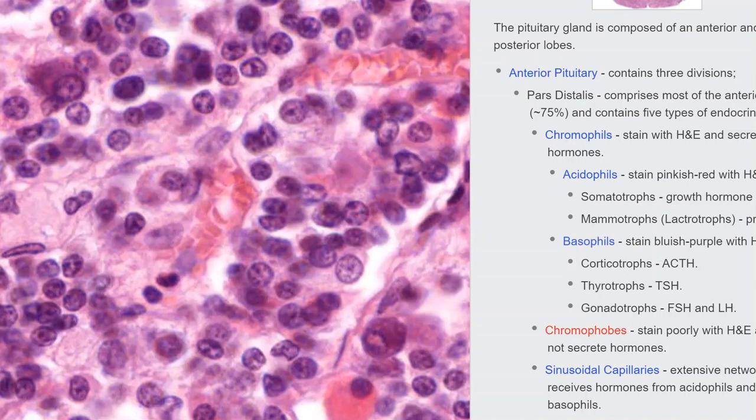And chromophobes are poorly staining, so you're going to be looking for something that looks kind of ghosty and clear. And so there's a chromophobe. These chromophobes, just kind of ghosty. Their nuclei fade away a little bit, like this right here. You can't really see this nucleus very well.